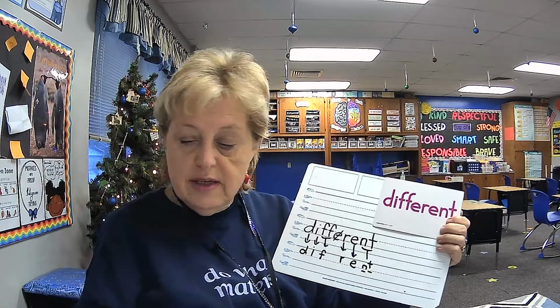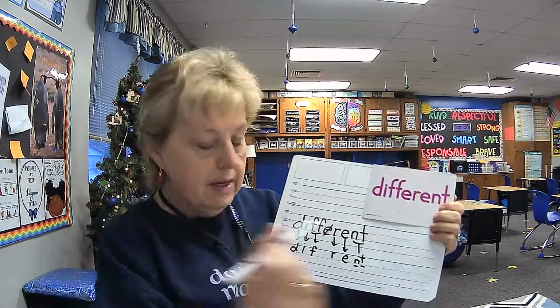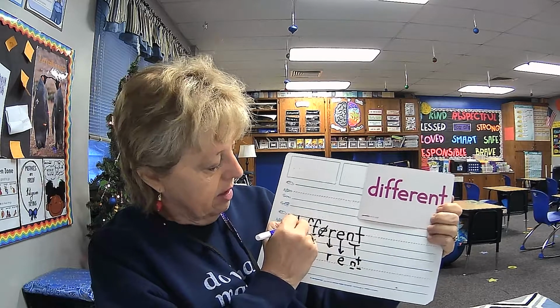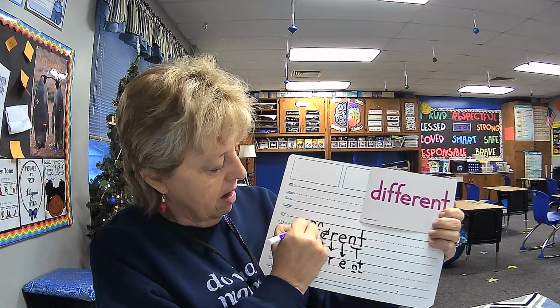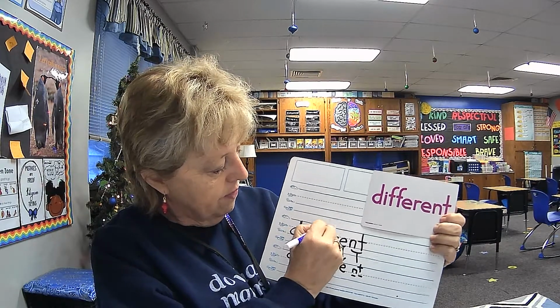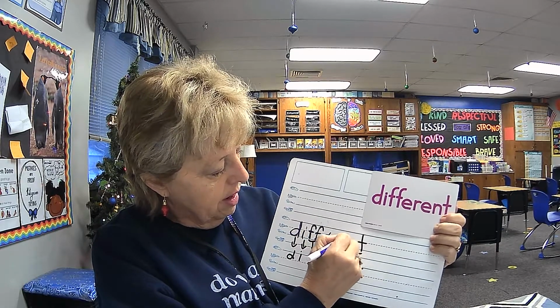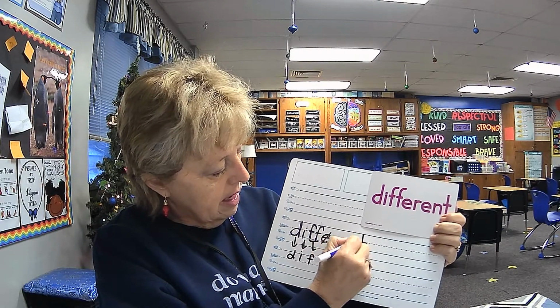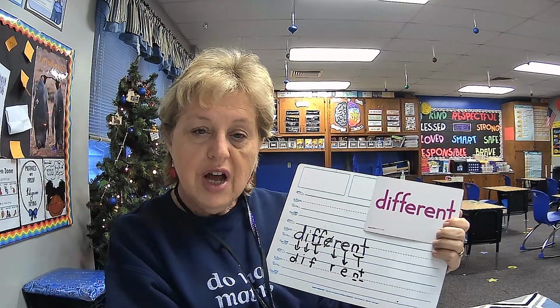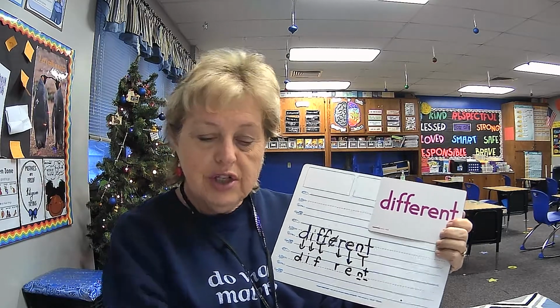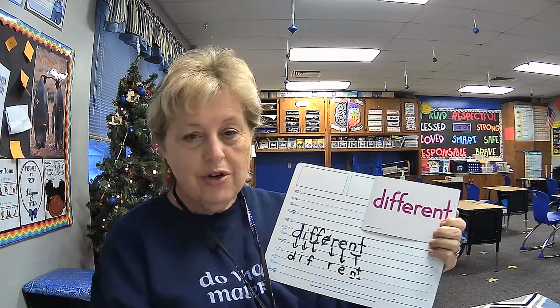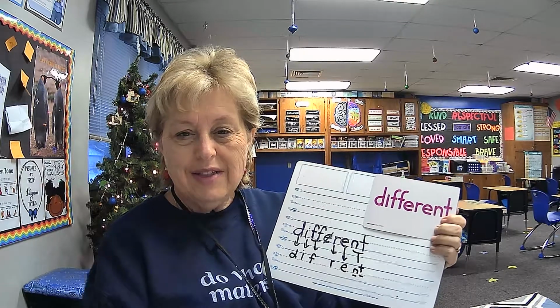All right, let's trace it. And when you write the word, make sure you leave that E in there. D, I, F, F, E, R, E, N, T. Different. All right, now boys and girls, write this word three more times and show your work to your teacher. When you finish that, you're done for the day. I'll see you next time.